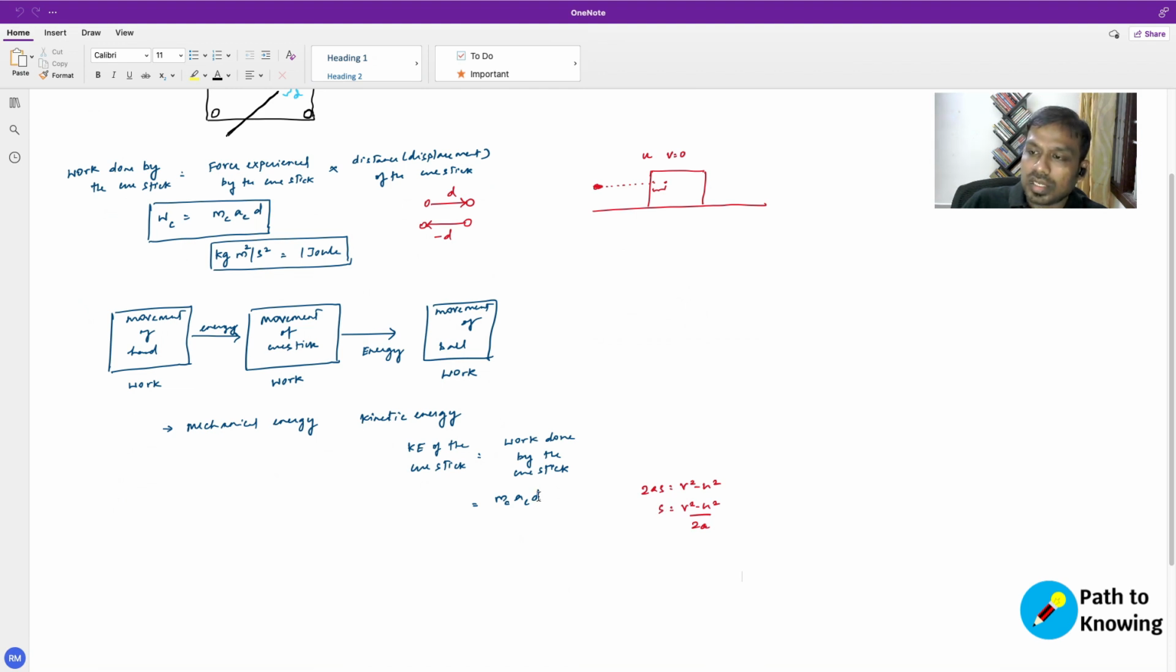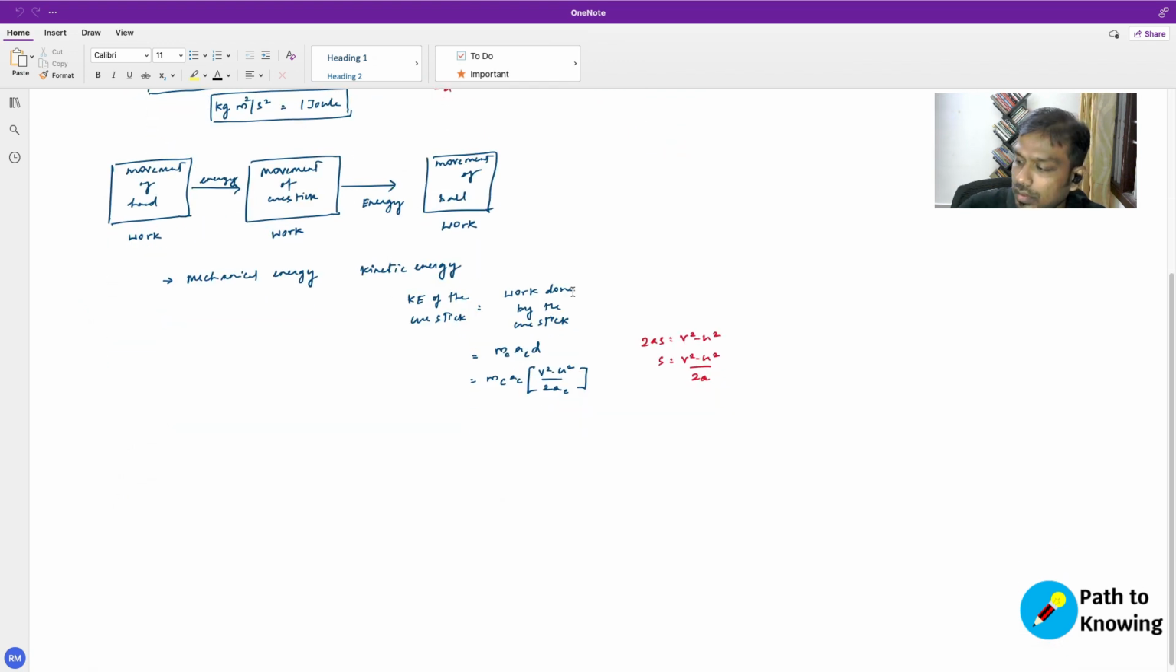So we can replace d with this value, which means that you will have m a_c times v squared minus u squared by 2a. It is the acceleration of the cue stick, so it can be 2a_c. You can cancel a_c on both sides, and so this is the result.